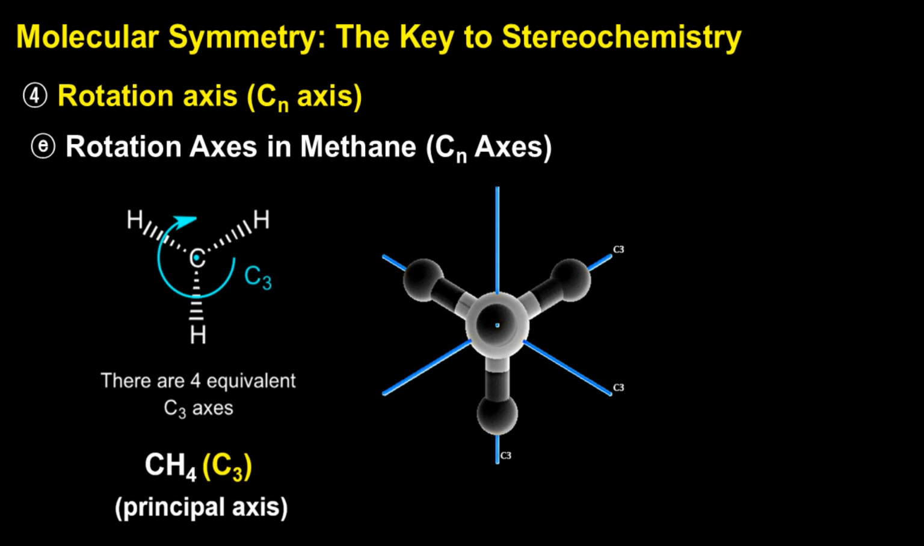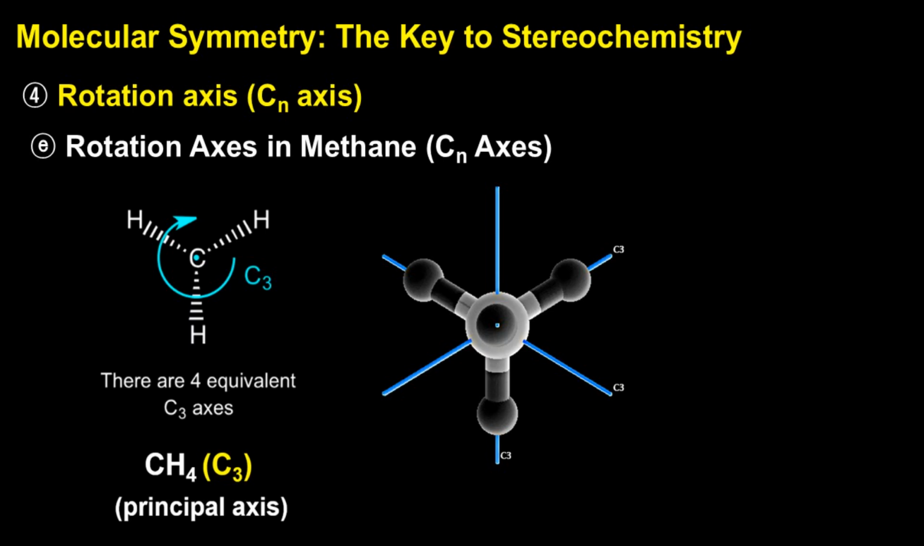Alright, what about methane, CH4? Methane's a bit more complicated because of its tetrahedral structure. It's not just one axis we're dealing with here. Methane actually has 4 C3 axes. Each of these axes passes through the central carbon atom and one of the hydrogen atoms. That means you can rotate the molecule by 120 degrees around any of these axes. And guess what? The molecule still looks exactly the same.